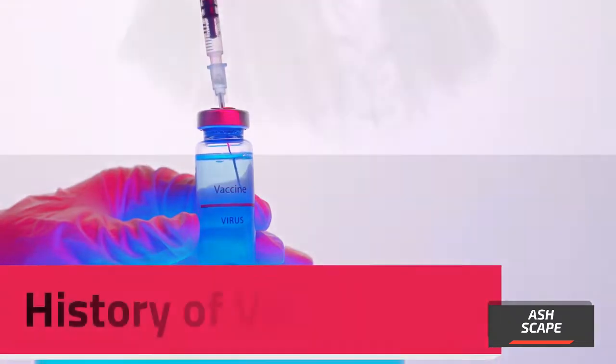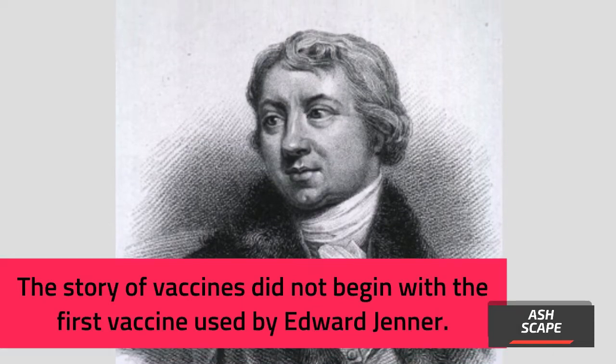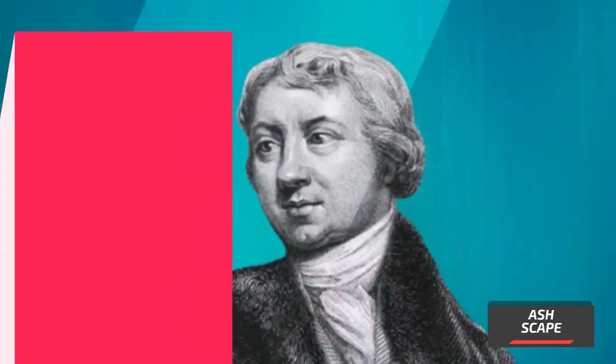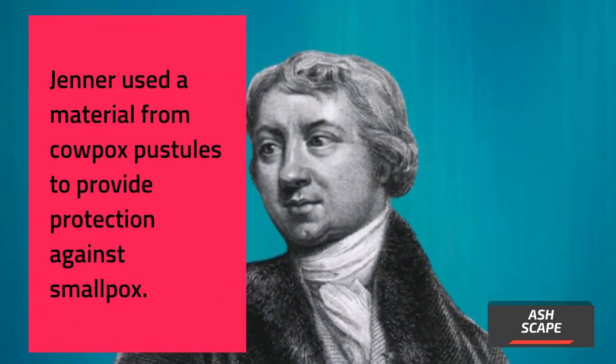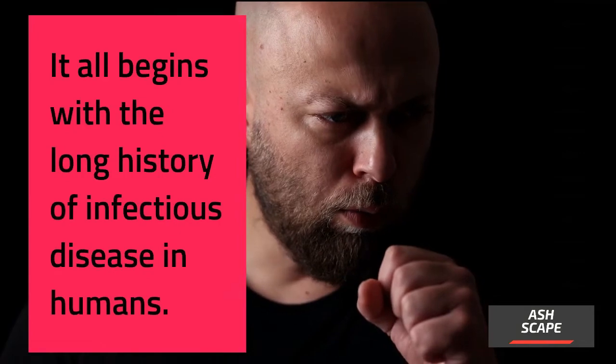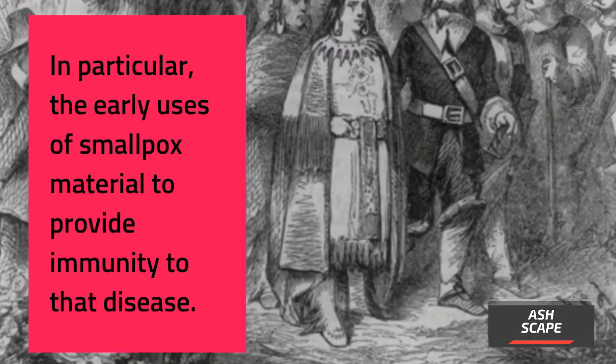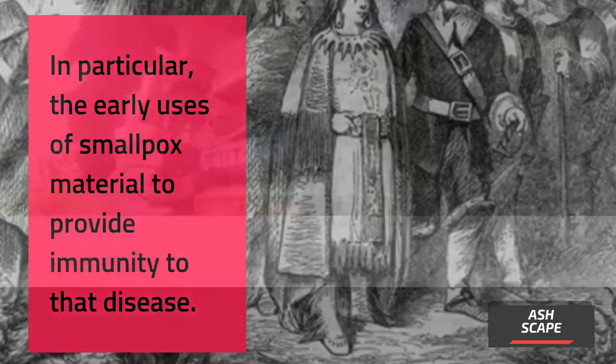History of vaccination. The story of vaccines did not begin with the first vaccine used by Edward Jenner. Jenner used a material from cowpox pustules to provide protection against smallpox. It all begins with the long history of infectious disease in humans. In particular, the early uses of smallpox material to provide immunity to that disease.